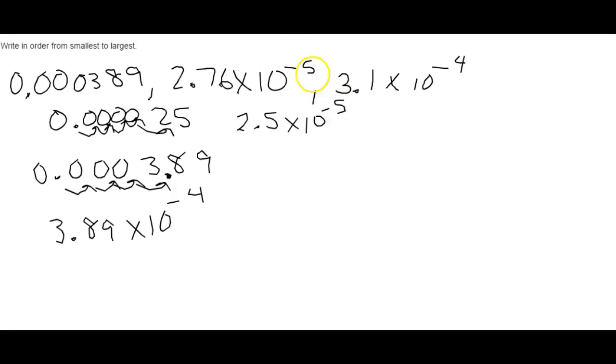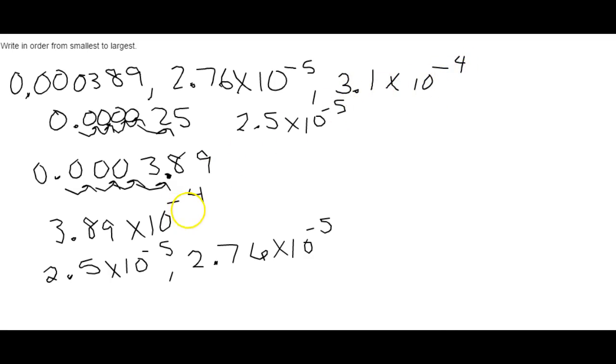So we know the numbers with the negative 5 exponents will be smaller. And then between the two, 2.5 is smaller than 2.76. So 2.5 times 10 to the negative 5th is the smallest number. Next comes 2.7 times 10 to the negative 5th. Then we compare the ones with the negative 4 exponents. 3.1 is smaller than 3.89, so 3.1 times 10 to the negative 4th, and then 3.89 times 10 to the negative 4th.